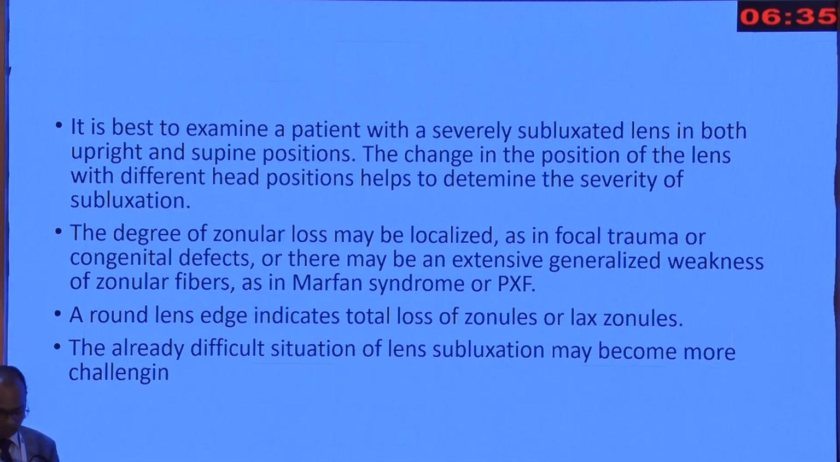It is best to examine a patient with a severely subluxated lens in both upright and supine positions, and that will give you an idea of your modus operandi or approach during the surgery, because if the lens is moving, your approach will be different. The degree of zonular loss may be localized, or extensive generalized weakness like in PXF, and it is very important to realize that you will have something during the surgery also. A round lens edge indicates total loss of zonules. Sometimes you have that, and then it is probably a more difficult situation.